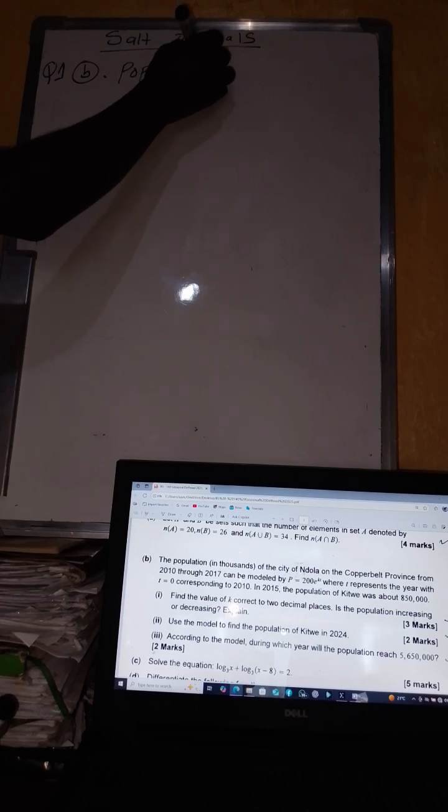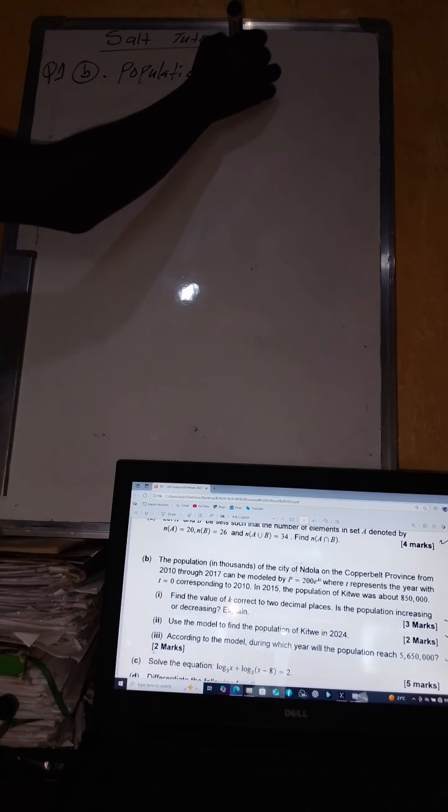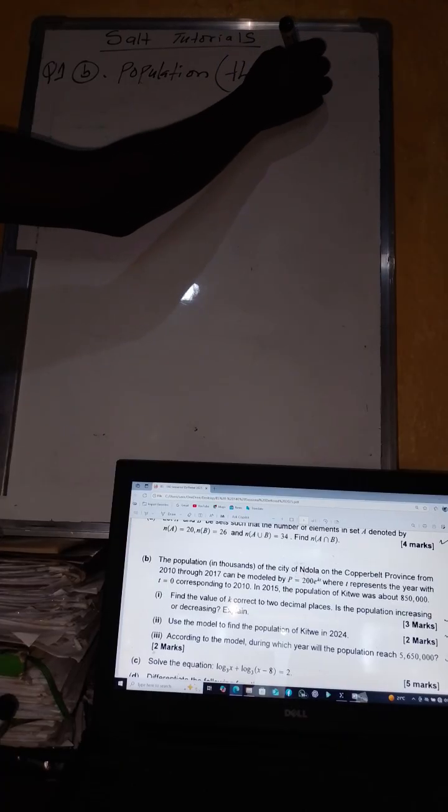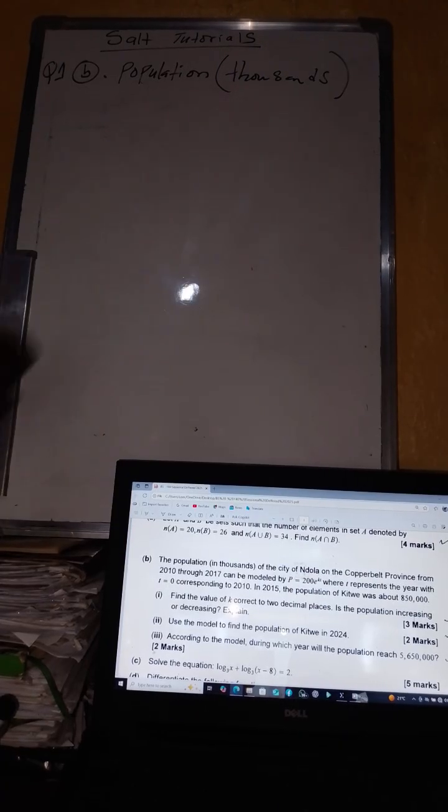So the question says the population in thousands. Every time you are reading such a question, pay particular attention to every statement and every word. Here we have the population. If you look at the bracket, it has already been stated that the population should be in thousands. Sometimes they will say the population is in millions. Sometimes they will say the population is in hundreds. So be able to pay particular attention to that.